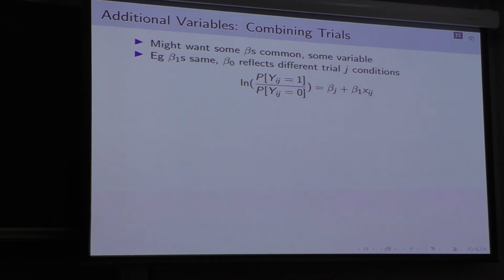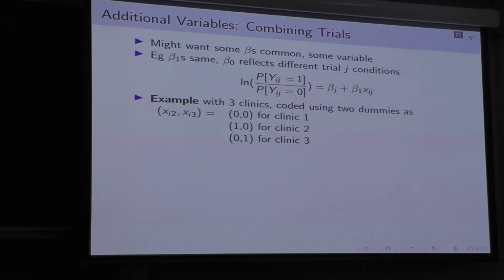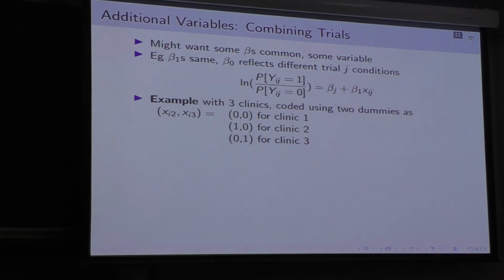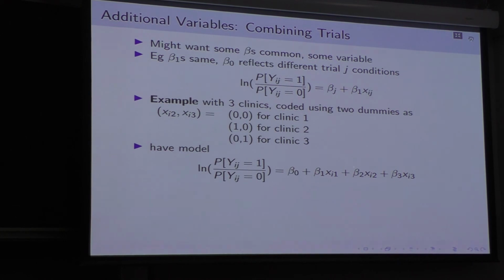Okay, so if you've got 3 clinics, which was the example we had before, I think, code them using 2 dummy variables. That's one possible coding. So this is the model. You have an overall effect, beta 1 being your effect of the treatment, and then beta 2 and beta 3 giving the dependence on these dummy variables.